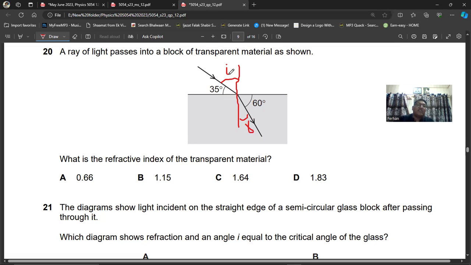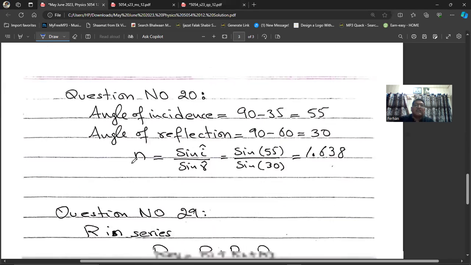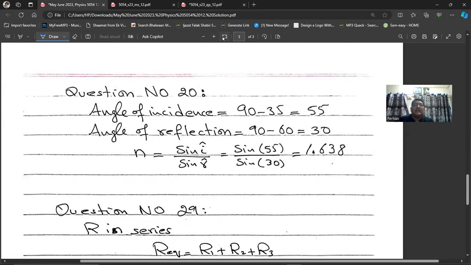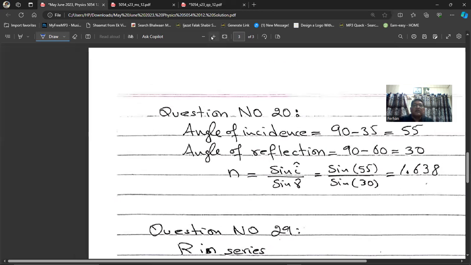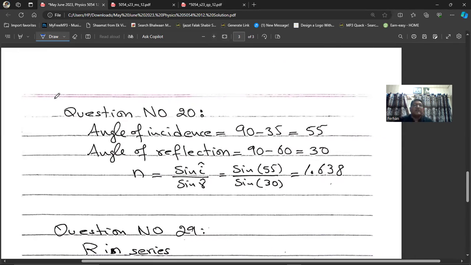So this angle of incidence will be 90 minus 35. This angle of refraction will be 90 minus 60. And then I will be able to tell. Okay, so here we go. You see, the angle of incidence will be 90 minus 35, that is 55. The angle of refraction will be 90 minus 60, and that will be 30.